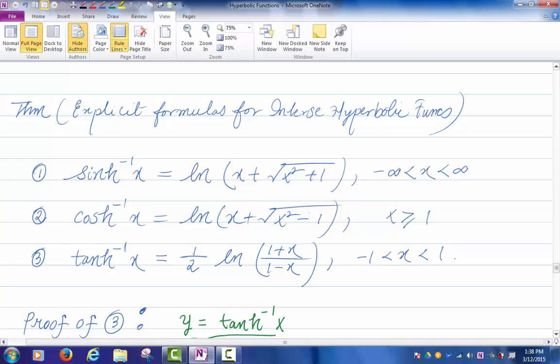Remember, the domain of hyperbolic sine inverse is all reals. The domain of hyperbolic cosine inverse, though, is 1 to infinity, because the range of hyperbolic cosine was 1 to infinity. And the domain of hyperbolic tangent inverse is this one, because that's the range of hyperbolic tangent.